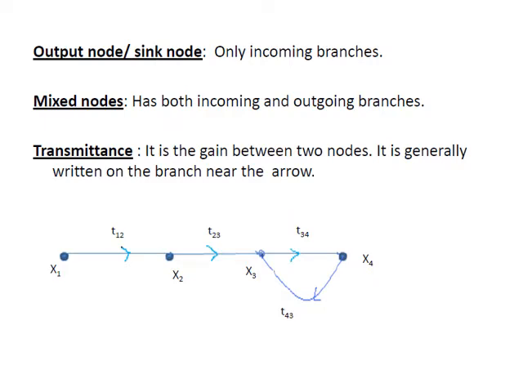Next is transmittance. It is the gain between two nodes. It is generally written on the branch near the arrow. Whatever the gain between the two nodes is, it is written on top of the arrow. For example, between x1 and x2 the gain is t12. Here it is t23, t34, and here it is t43, which is a feedback.